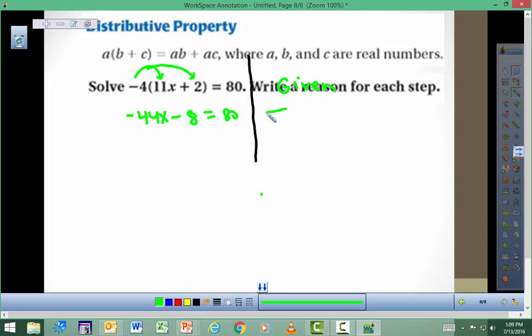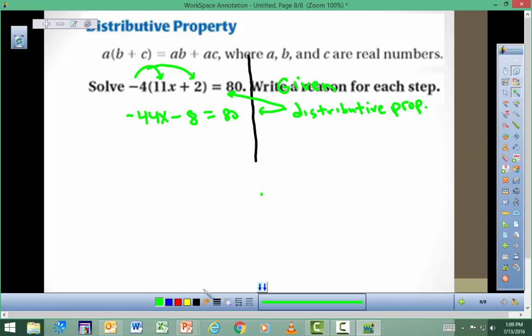Well, the reason that we could do this step, actually it started right there. Okay, it's called the distributive property. Okay, so like I said, on this one you don't need the distributive property of equality. As you notice, we didn't do it to both sides of an equal sign. We just did it on the left side only. So this is called the distributive property.